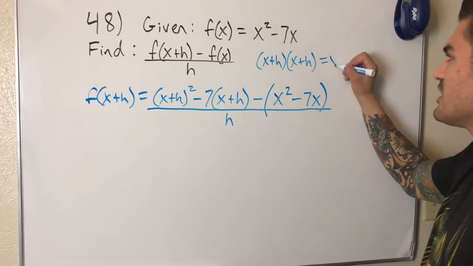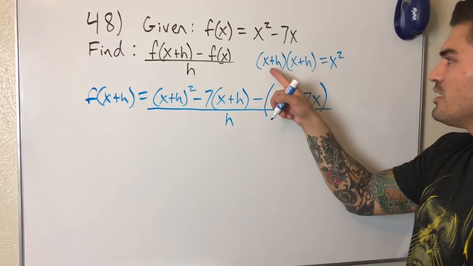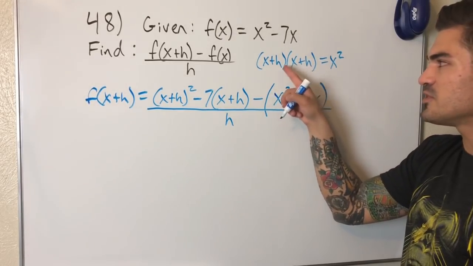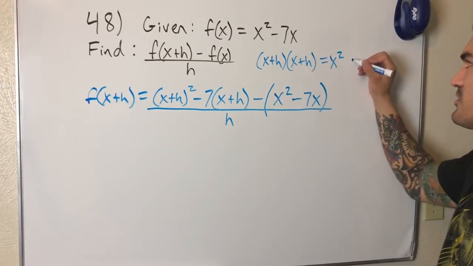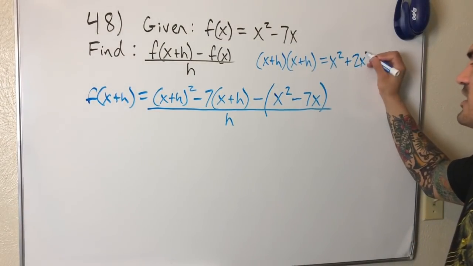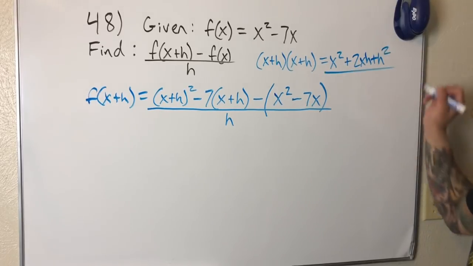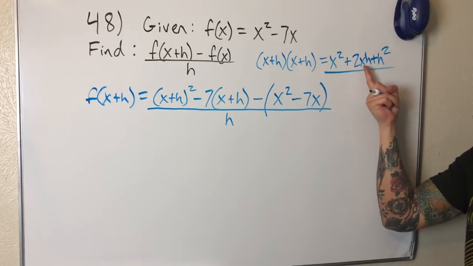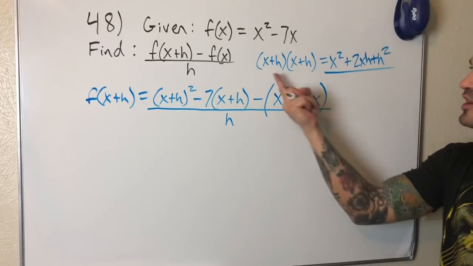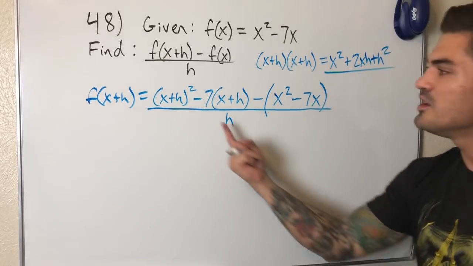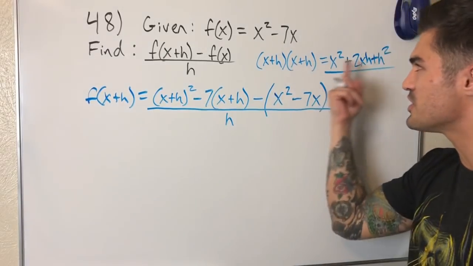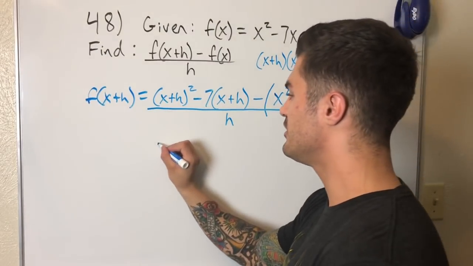X times x, that's x squared. X times h, that's xh, but then I have plus x times h. So that comes out to be plus 2xh plus h squared. Hopefully y'all can see all the way over here. All right, x squared plus 2xh plus h squared is what this comes out to be. So that's this piece here once I've FOILed it out. So I'm going to go ahead and write that in here.